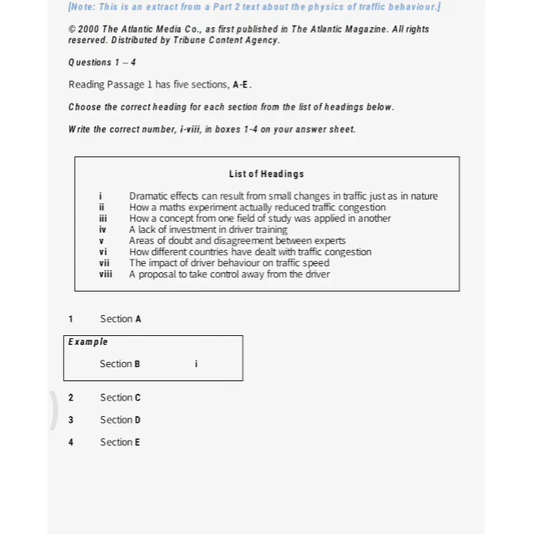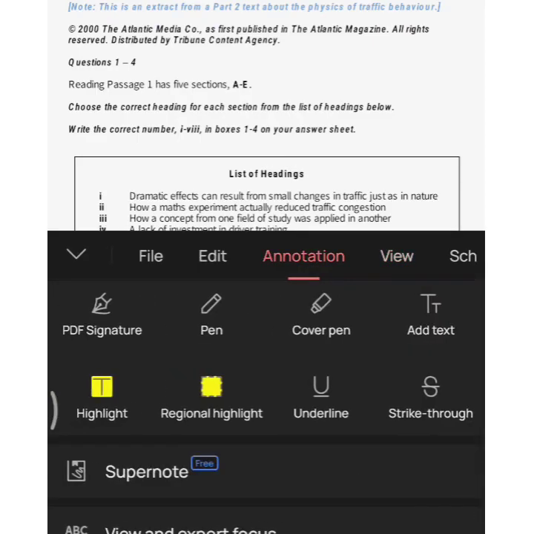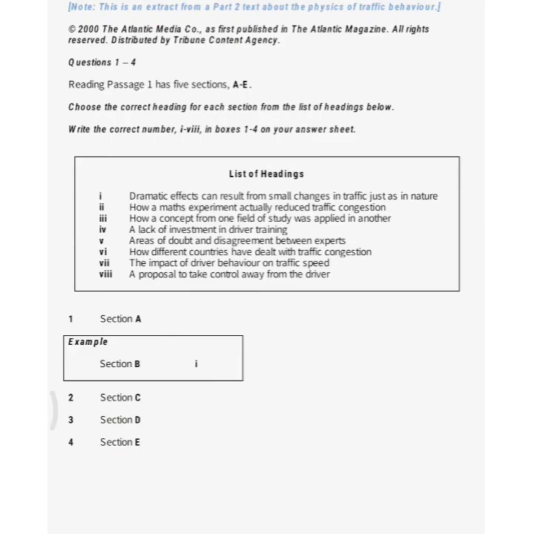So another second is, how a maths experiment actually reduced traffic congestion. So I would like to mark here with a pen. How a maths experiment actually reduced traffic congestion. So this is the first thing. Two key points we'll mark from this heading. This heading says there is a link between maths experiment and something that has reduced traffic congestion. Third says, a concept from one field of study was applied in another. Now if you see a concept from one field of study, another.